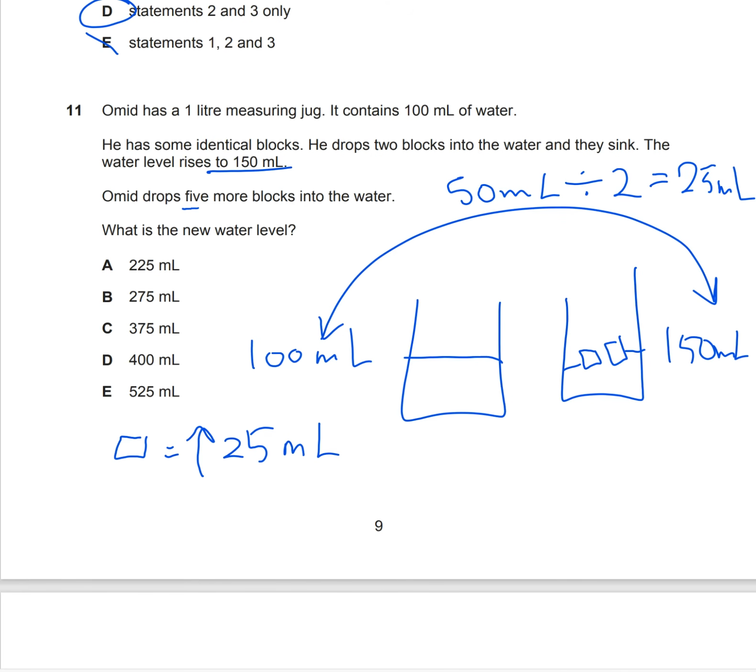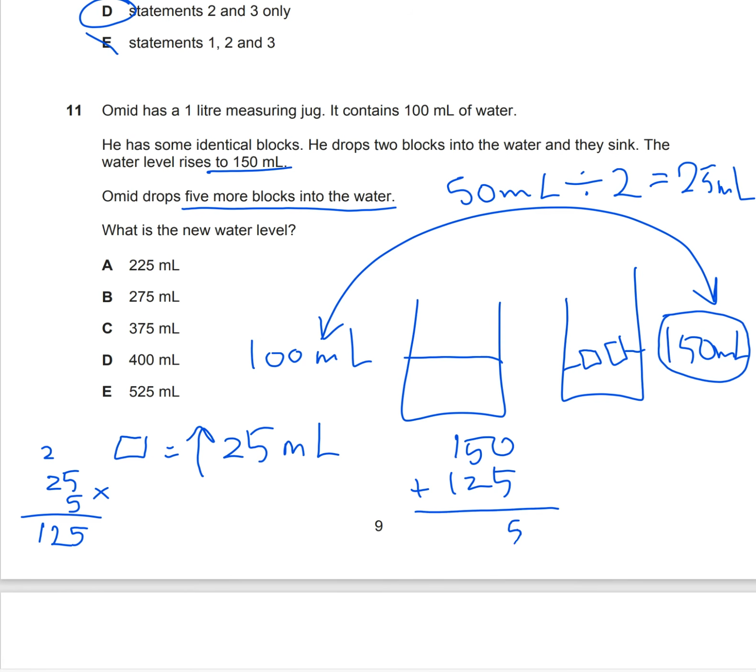So now he drops 5 more blocks into the water. So let's say 25 times 5, we get 125. So we have to add 125 mils to our current level of 150 mils. Add, we get 275 mils, which will make the answer B.